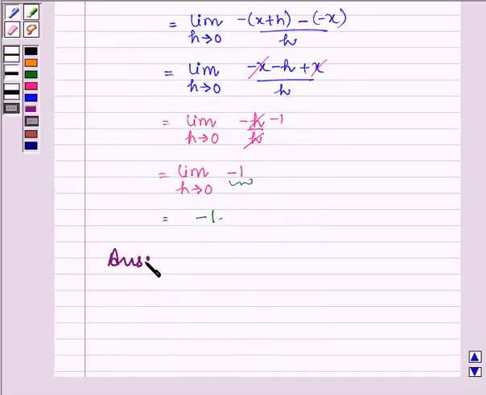Thus derivative of minus x with the help of first principle is minus 1.